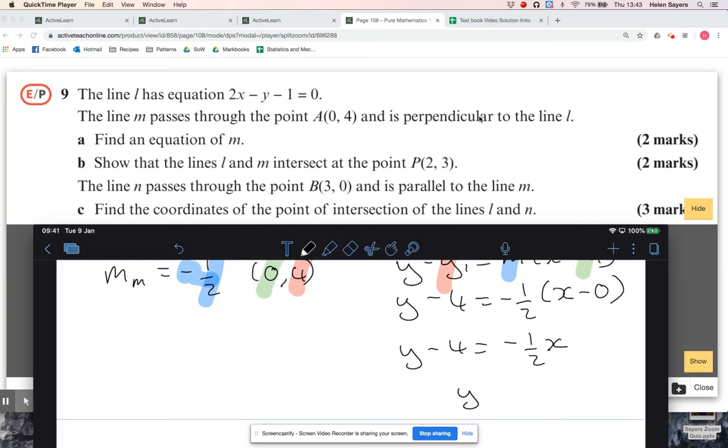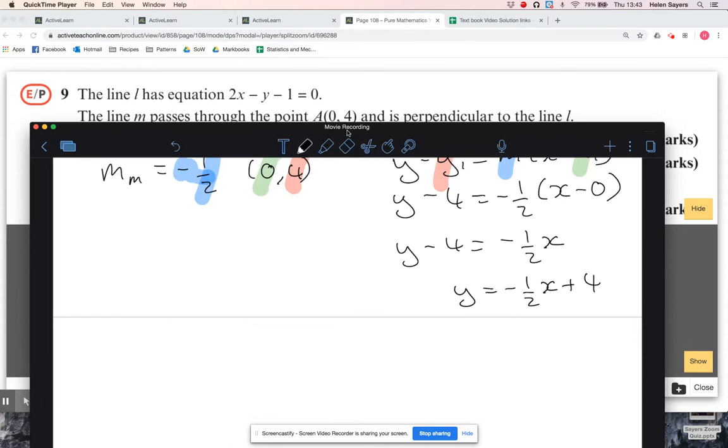I think the easiest way to give that is in the form y equals mx plus c. It doesn't ask for it in a particular form, so any equivalent form would be fine. You could multiply through by 2 to give all integer coefficients, but there's no need to, so that'd be perfectly fine. Show that the lines L and M intersect at the point 2, 3.